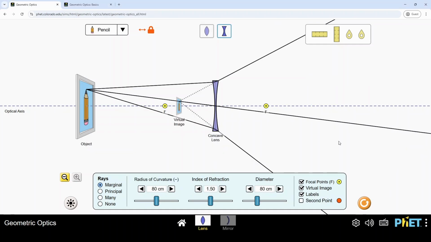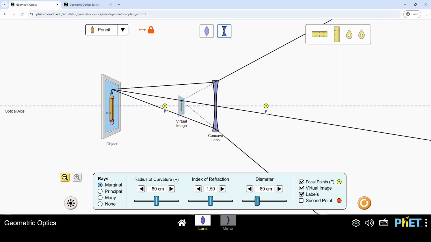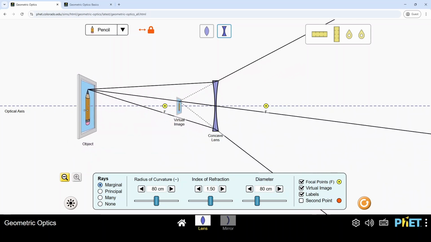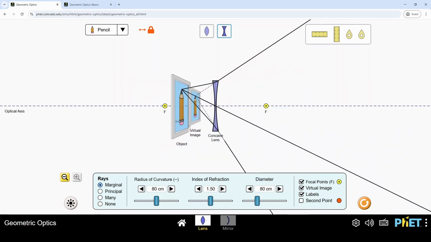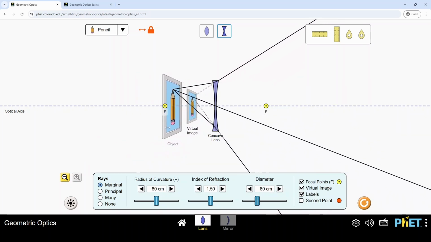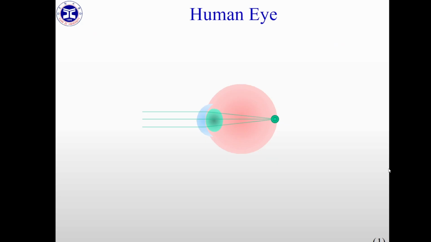Now, we can see the example of the concave lens, and while looking at the concave lens, you will see that it's always a virtual image being formed. So we can move the object back and forth, and you can see what is happening. So that's it, easy.